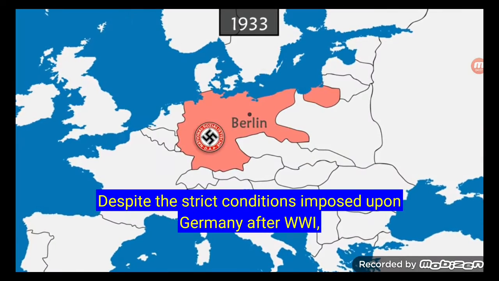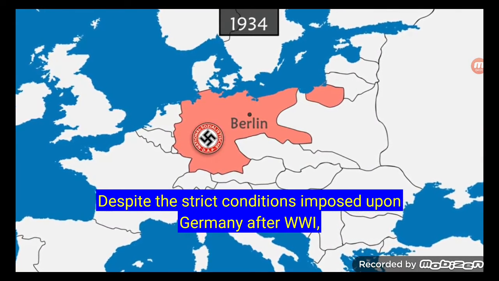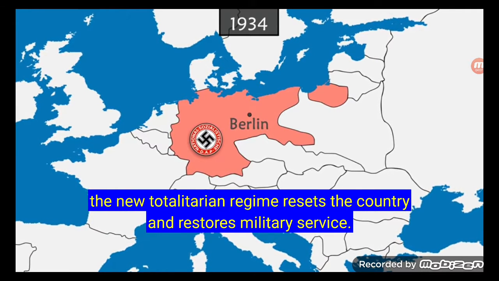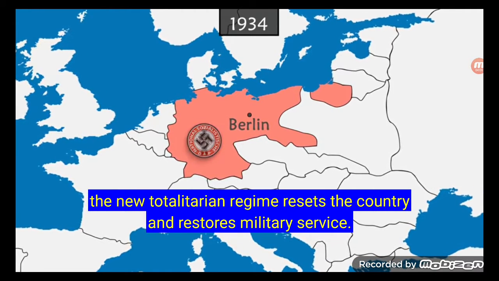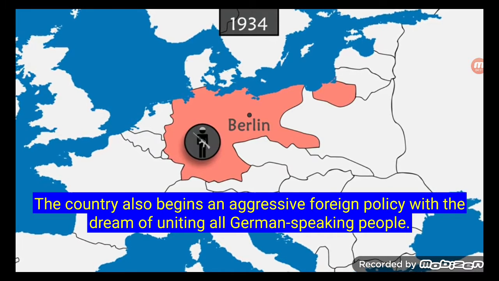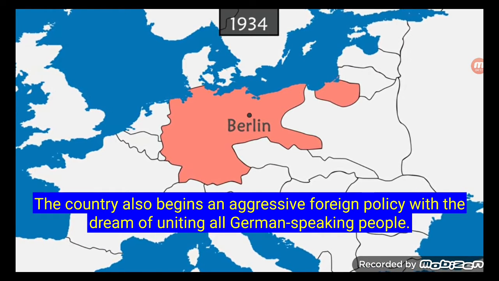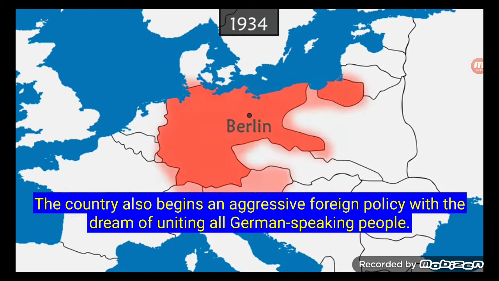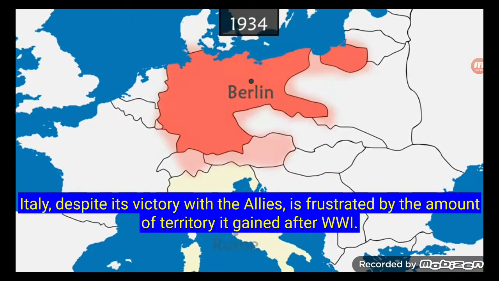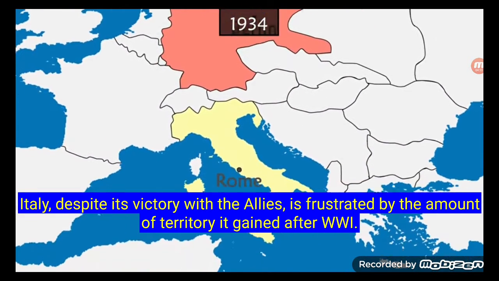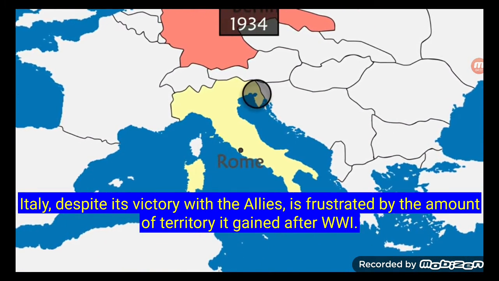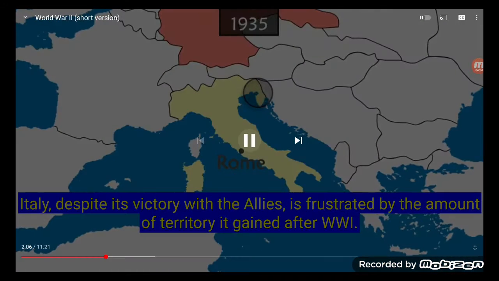Despite the strict conditions imposed upon Germany after World War I, the new totalitarian regime resets the country and restores military service. The country also begins an aggressive foreign policy with a dream of uniting all German-speaking people. Italy, despite its victory with the Allies, is frustrated by the amount of territory it gained after World War I.